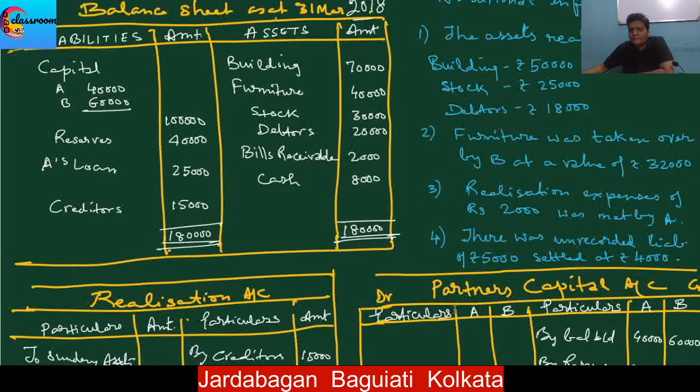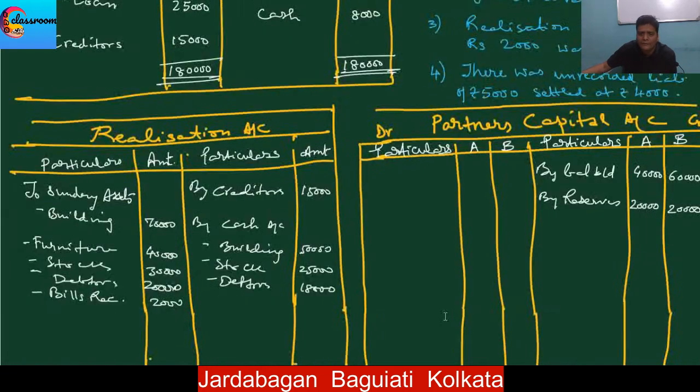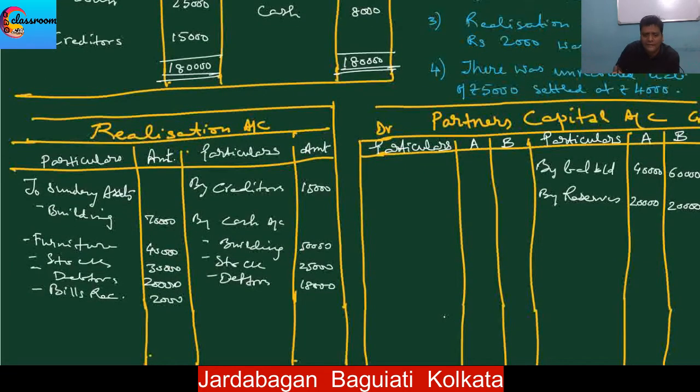So in this case, this is also a realization, but no cash is coming in. Rather, it's taken over by B, so we debit B's capital account. B is the receiver now. So B's capital account debit to realization. In the realization account, we write here by B's capital account. It's taken over at 32,000. So we write over here 32,000.